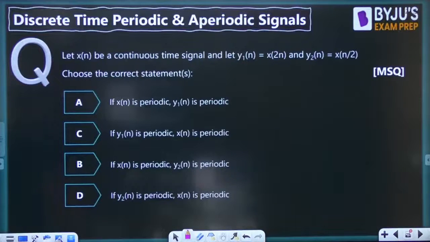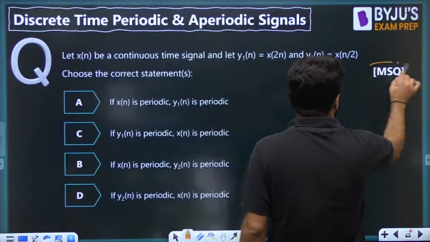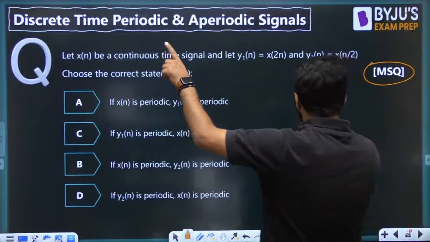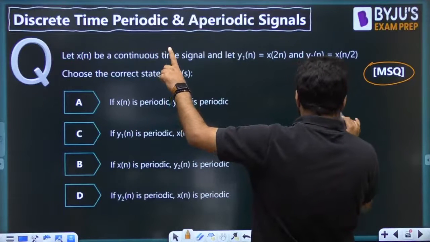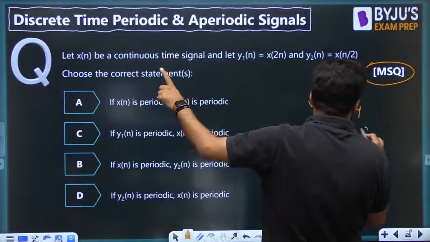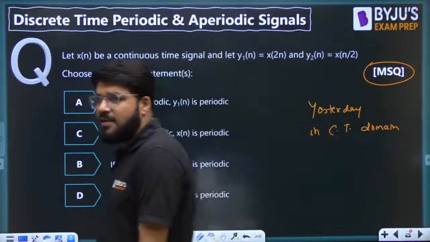Okay, let's go. Now one MSQ question based on our yesterday's discussion. Yesterday we solved the question. Same question in the CT domain, the only thing is replace the n by t.